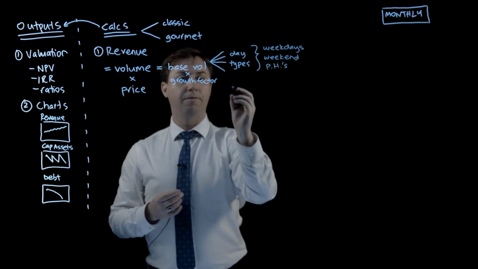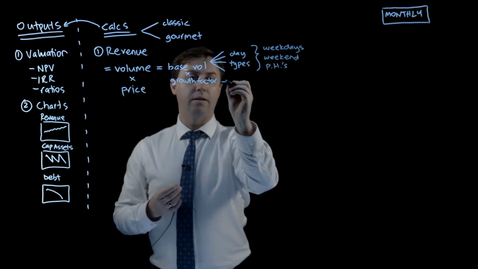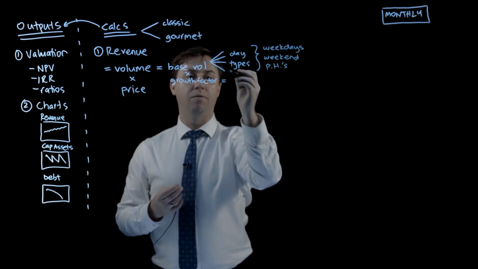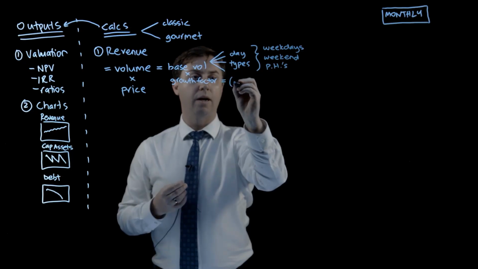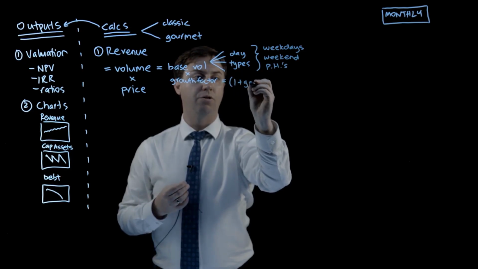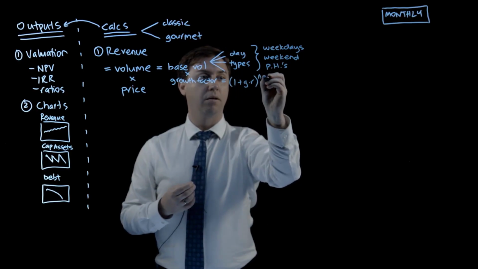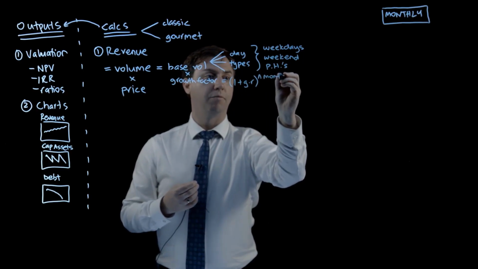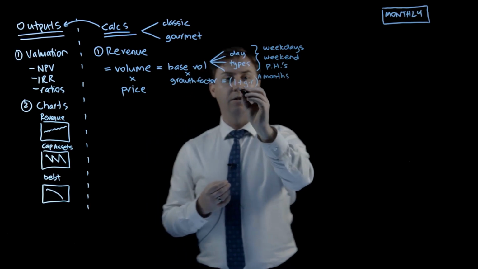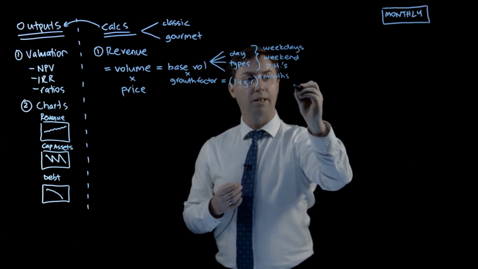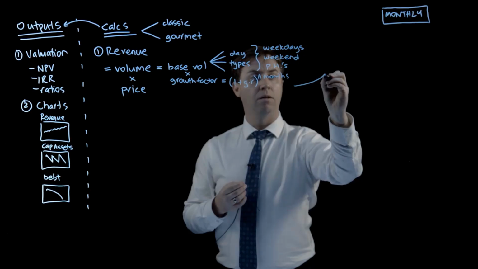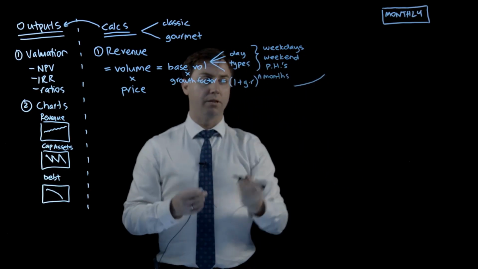In terms of the growth factor, the idea here is that in each period we will uplift our volume by some amount, and we'll work out that amount by 1 plus a growth rate. And we're going to use compound growth here, so we'll go to the power of the number of months that have passed. And the idea here is that using this approach will create a smooth trajectory of how our volumes will grow over time.